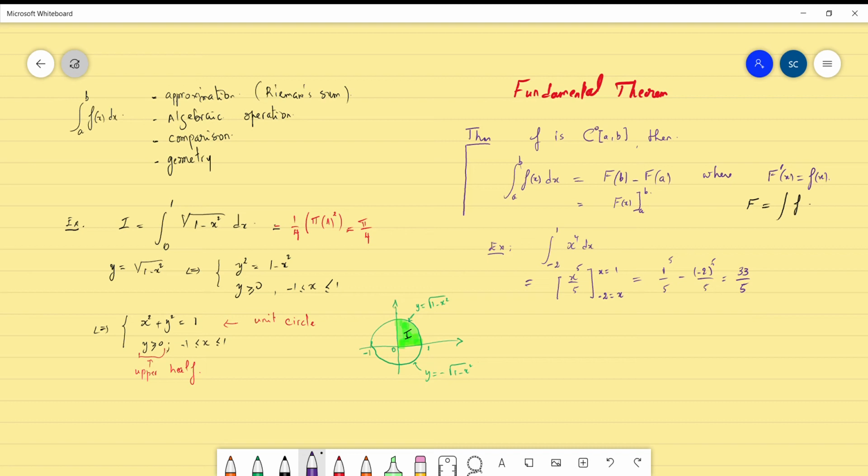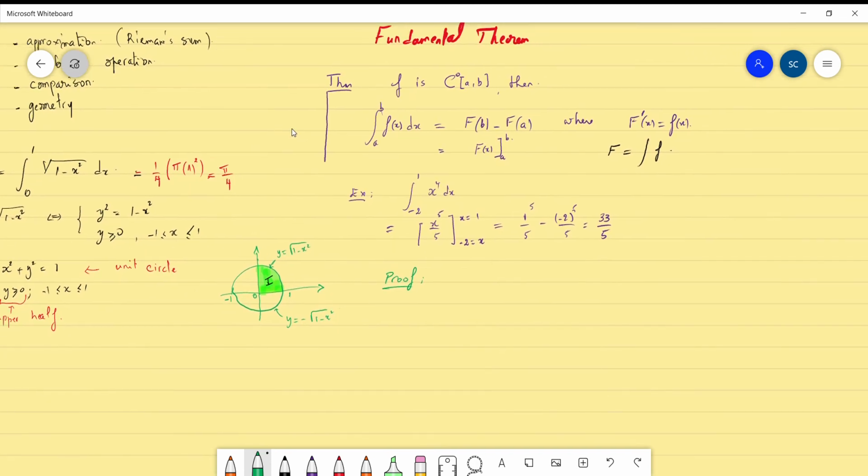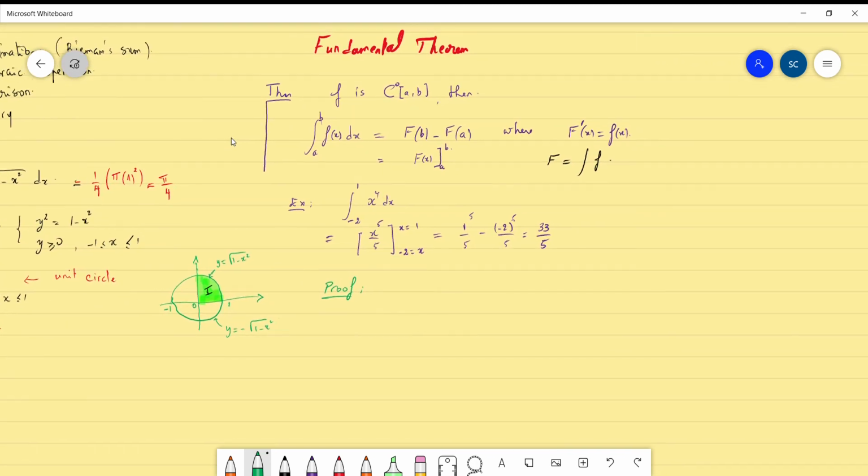So I would like to give you an idea of the proof. It is interesting to have an idea how it is proved. So I will give you just the outline of the proof. Let's see how it works. We want to show this equality: this difference is equal to the area exactly. For the area, we know just the definition of Riemann using the Riemann sums.